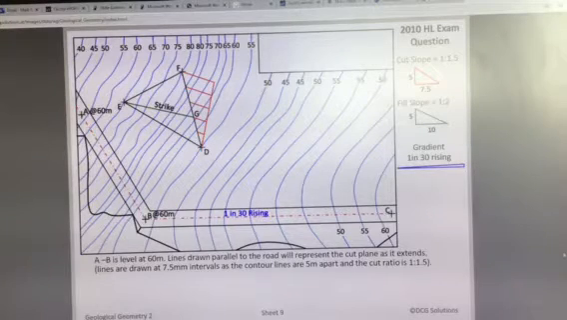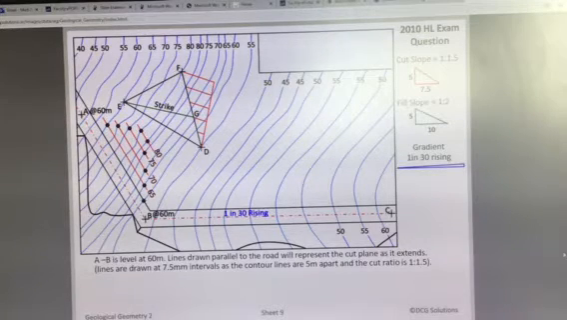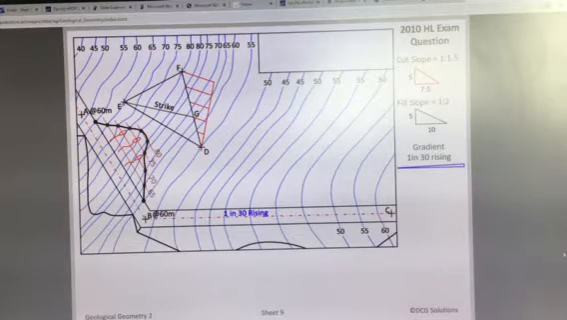So A to B is level at 60 meters. Lines drawn parallel to the road will represent the cut plane as it extends. Lines are drawn at 7.5 millimeter intervals as the contour lines are 5 meters apart and the cut ratio is 1:1.5. Alright? So from A to B, put in your lines at 7.5 millimeter intervals, like so. So that's easy enough, that bit. And make sure you put in them lads swimming up away from the road.